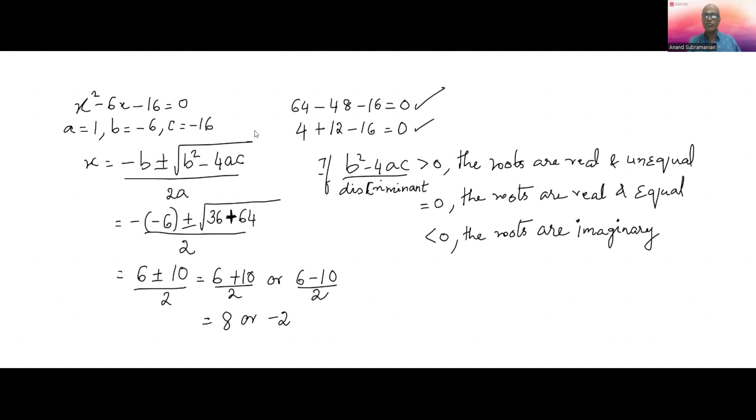Great. So now the roots are imaginary. Roots are real and unequal, equal, imaginary. Greater than 0 means roots are real and unequal. Equal to 0 means roots are real and equal. Less than 0 means roots are imaginary. That's all. Very simple.